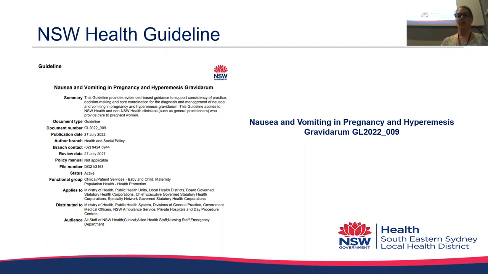The guideline supports consistency of practice, decision-making, and care coordination regarding the diagnosis and management of NVP and HG in a range of settings. The guideline recommends that care settings may include community and ambulatory care settings, such as early pregnancy assessment services, pregnancy day stay, antenatal assessment units, emergency departments, inpatient settings, and virtual care.